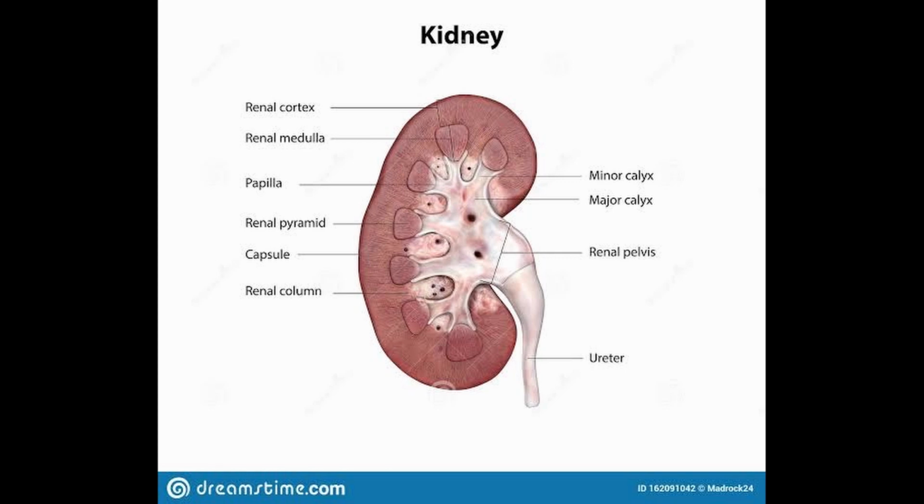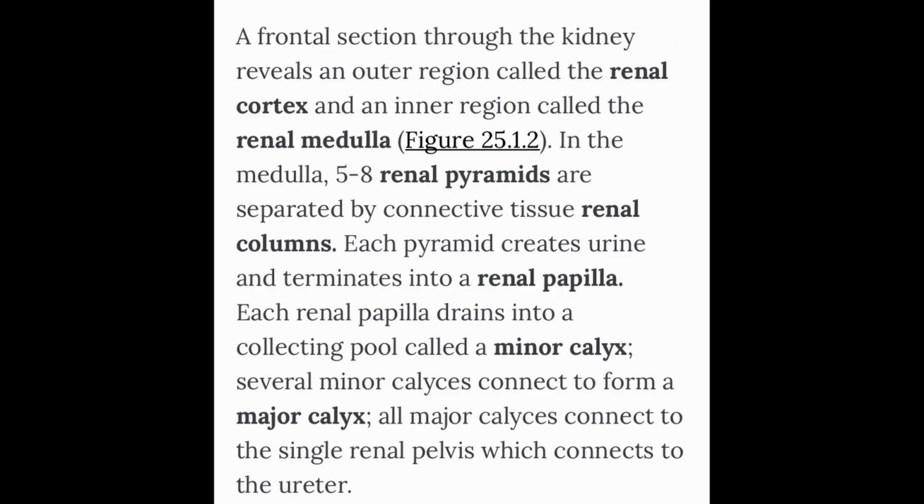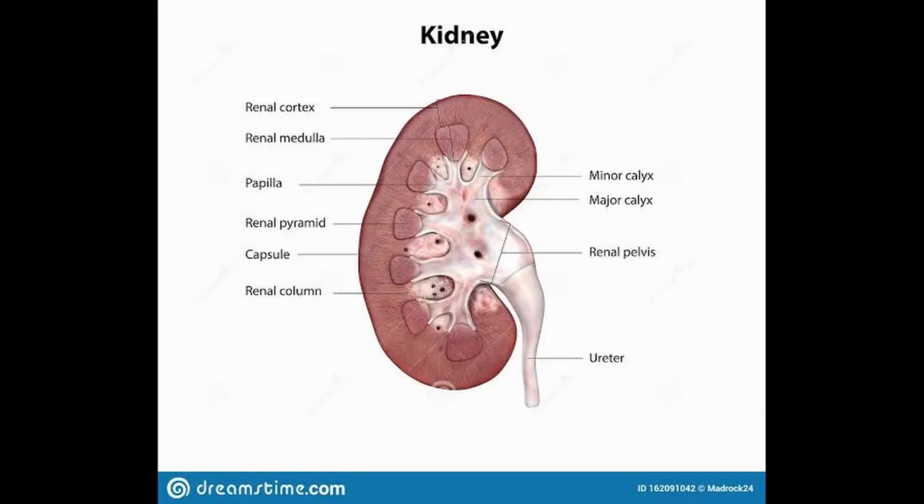These pyramids create urine and terminate in the renal papilla, and each renal papilla drains into a collecting pool called a minor calyx. The renal pyramids contain urine that drains into the papillae, and these papillae drain into the minor calyces, and these minor calyces unite to form the major calyx. So this is the internal anatomy of the kidney. Firstly you have to learn the diagram. After that it is easy to explain everything.